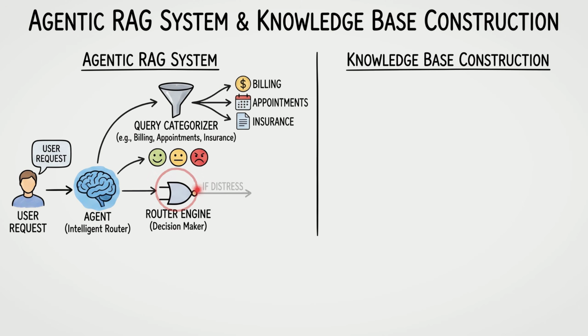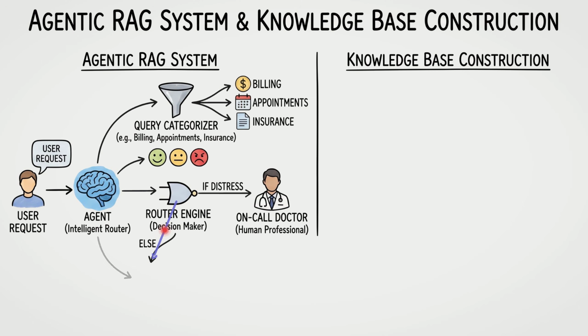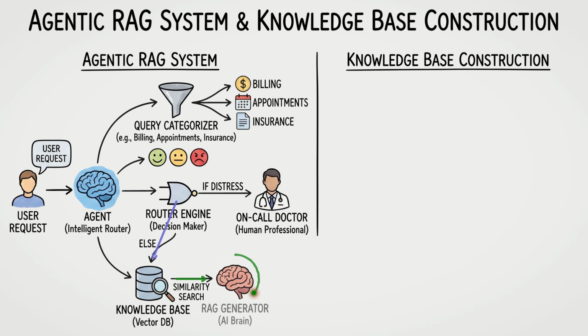Here is where the real logic happens. If the logic detects that the user is in distress, it completely bypasses the AI and routes them straight to an on-call doctor, getting them to a human professional immediately. However, if it's a standard query, the router sends the request down to the knowledge base. This is our vector database. The system performs a similarity search to find relevant documents, hands those facts over to the RAG generator, the AI's brain, which then formulates a helpful AI-generated answer to send back to the user. So, an agentic RAG classifies the query, checks emotion, and routes to either an AI or a human.